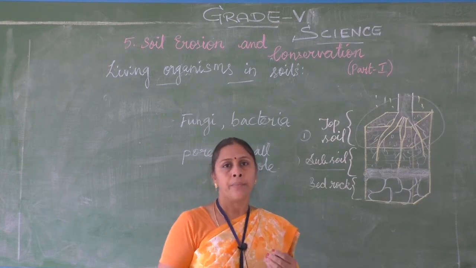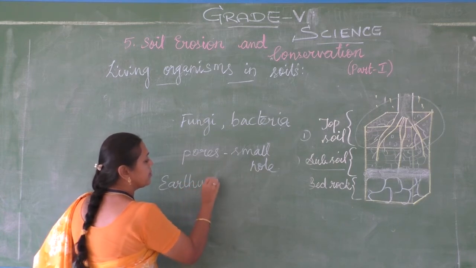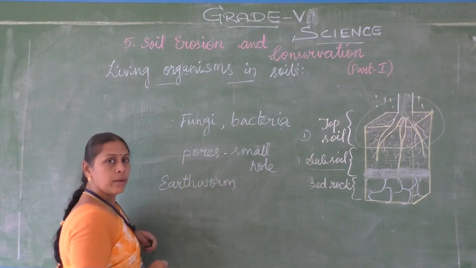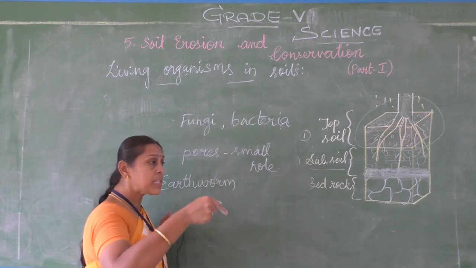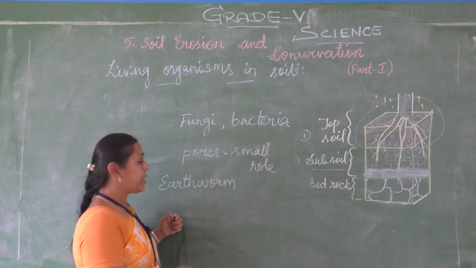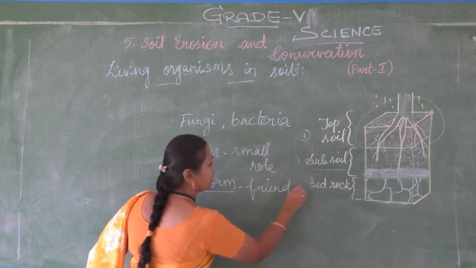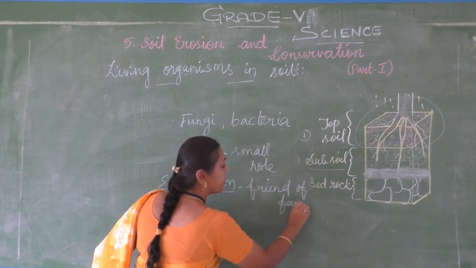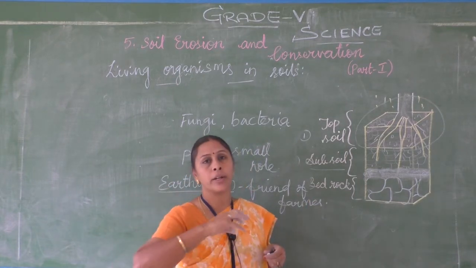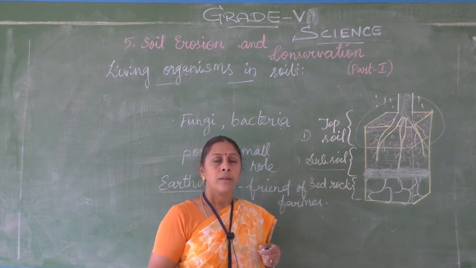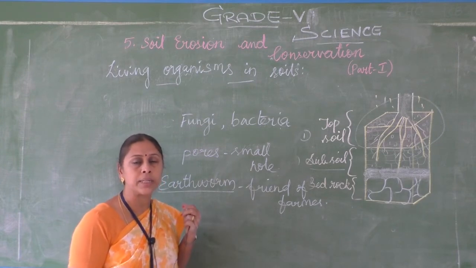Common example, earthworm. I think all of you know this. The small worm-like thing which lives in soil. And this is called as friend of farmers. This earthworm is called as friend of farmers because it makes holes in the soil and helps the air and water to enter. So it helps the farmers to grow plants. That is why it is called as friend of farmers.